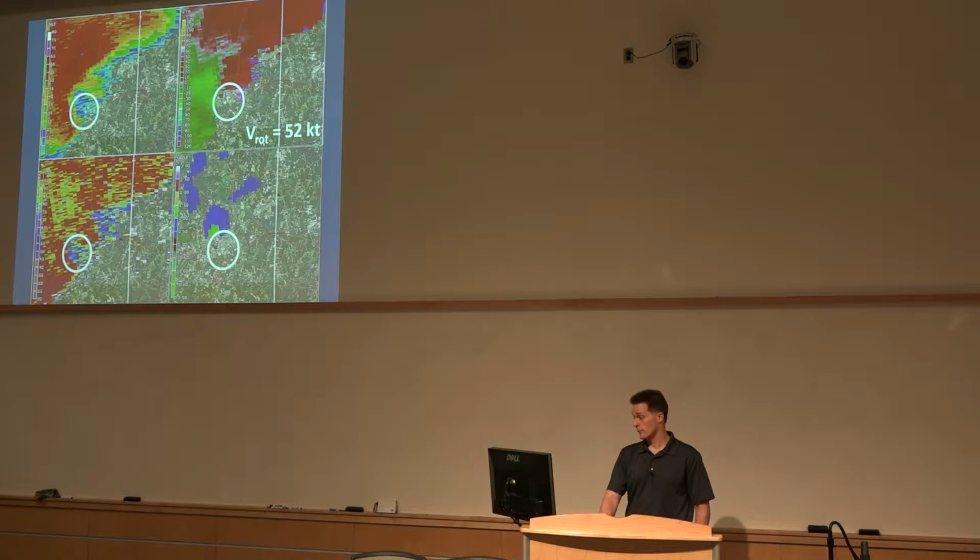So again, there are other things here. We've got a VROT of 52. Would anyone question this one? Oh, I see. It's a supercell. I see a debris signature. I see strong rotation. Even that normalized rotation thing in GR shows up.